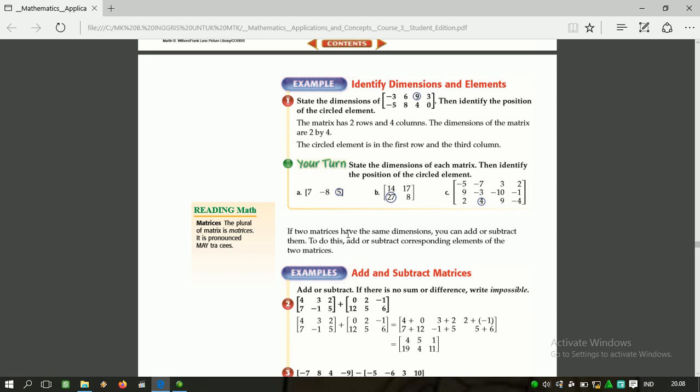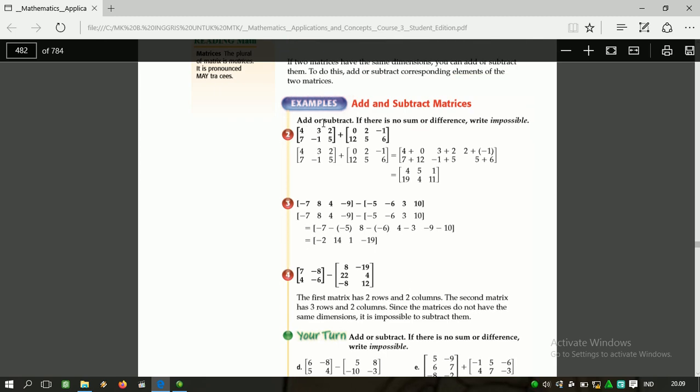If two matrices have the same dimension, you can add or subtract them. To do this, add or subtract the corresponding elements of the two matrices. Example: add and subtract matrices. Add or subtract. If there is no sum or difference, write impossible.